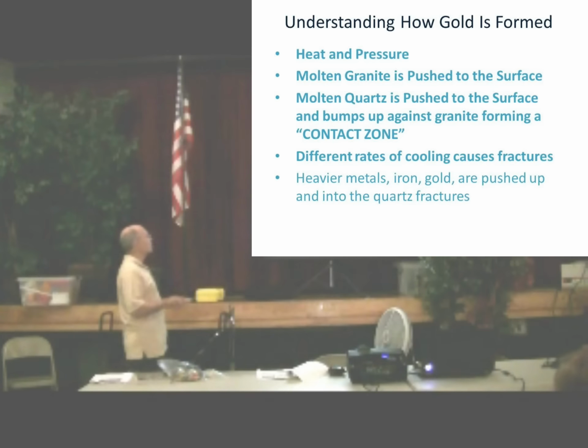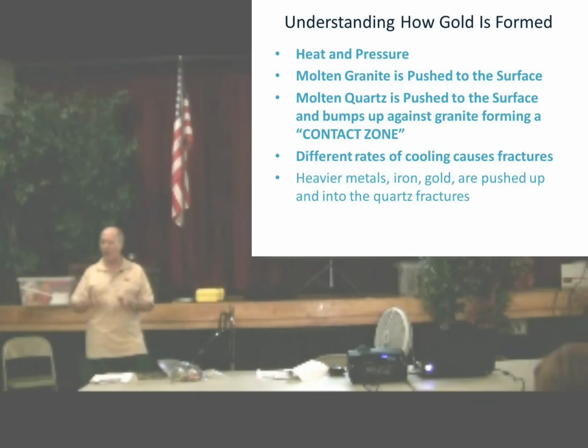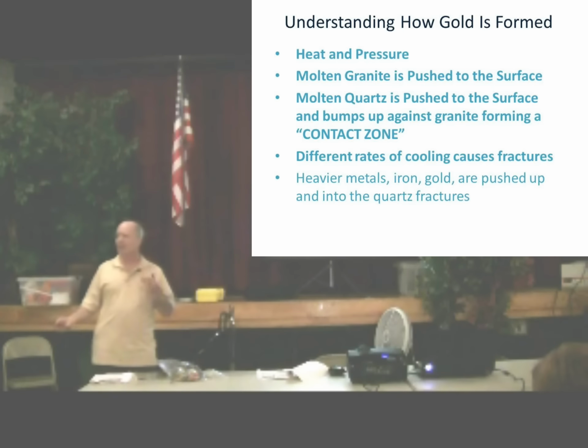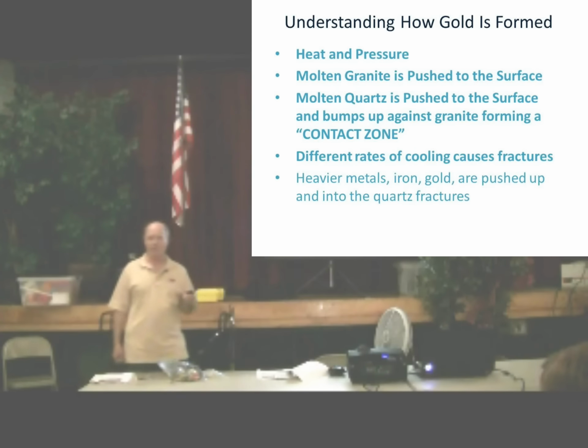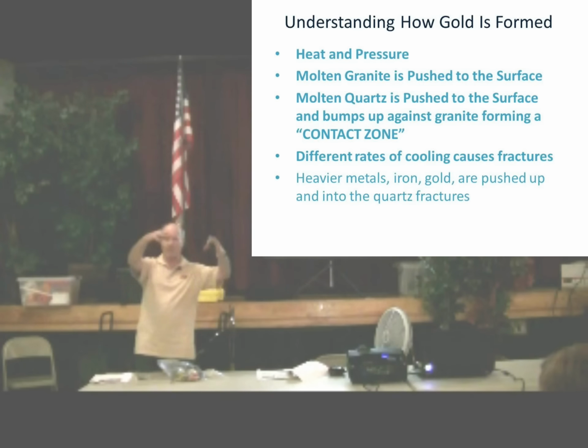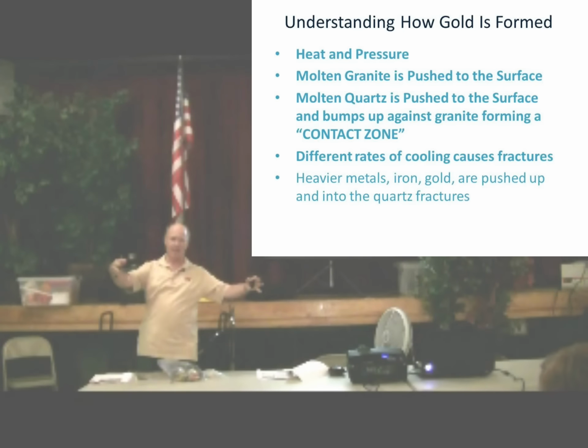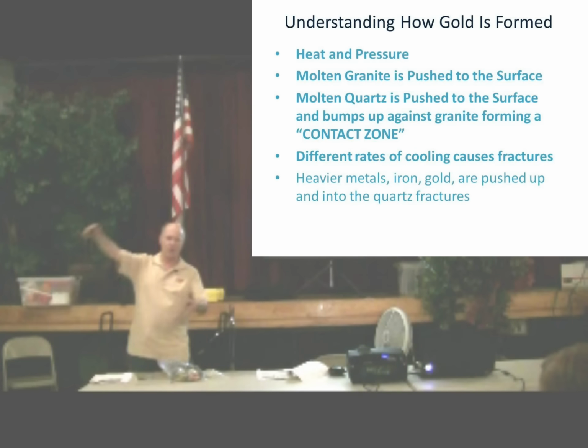You get molten granite that's pushed to the surface during turbulent volcanic activity, fractures in the Earth's crust, things like that. The next thing that comes up is molten quartz, because molten quartz is pretty similar to glass. It's got a pretty low melting point. So you've got a big mass of granite that's sitting there, and it's cooling. Now you've got quartz that comes up, and it bumps up against it, and now it starts to cool.